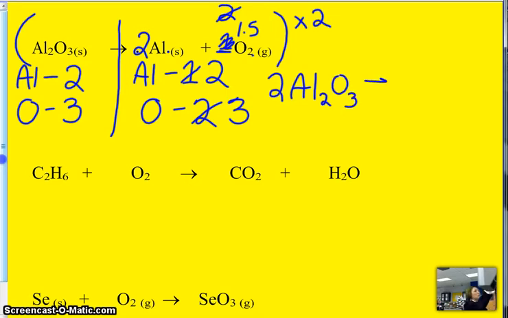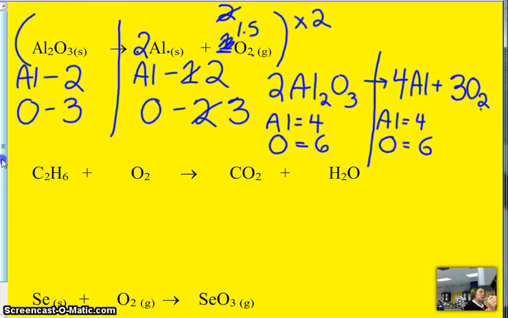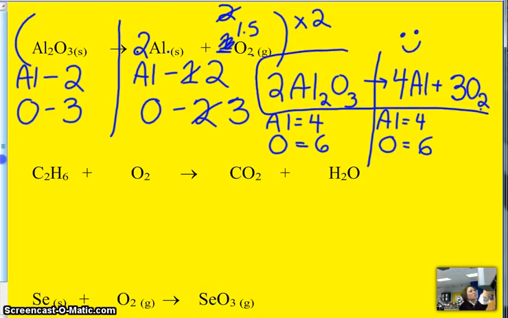2Al2O3 goes to make 4Al plus 3O2. And now, just so that you can see that it's balanced, you don't have to redo this, but notice your Als, there's 4 of, your O's, 2 times 3 would give you 6. Your Als, there's 4 of, and 2 times 3 for your oxygens will give you 6. And now you can see that we're balanced.